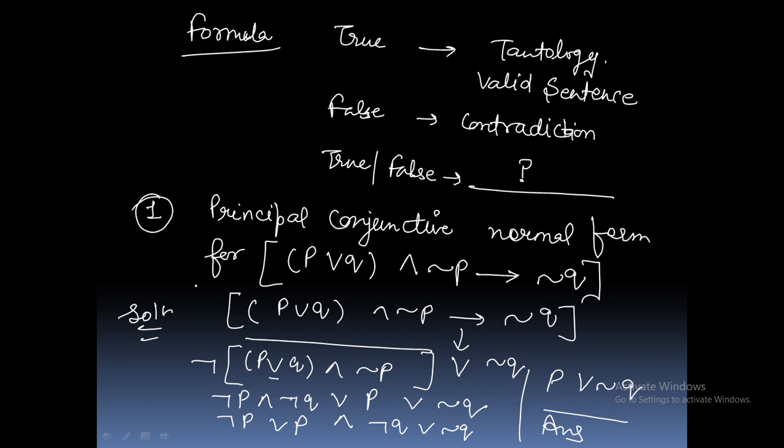Now next point is formula. A propositional formula which is always true is known as a tautology, meaning all statements are true, then we can say it is a tautology and it is a valid sentence. A propositional formula which is always false is called a contradiction. A propositional formula which has both true and false values is called satisfiable.